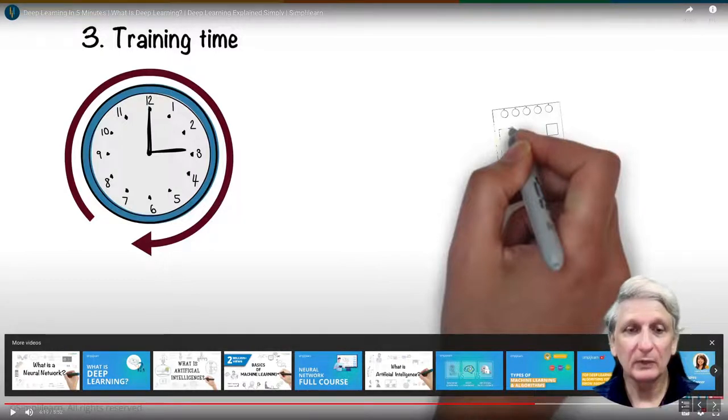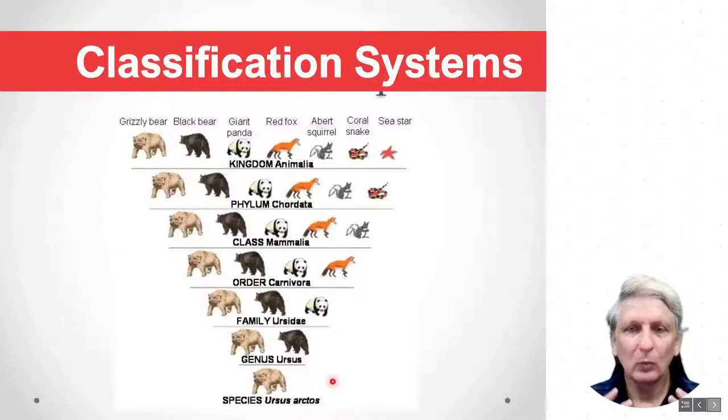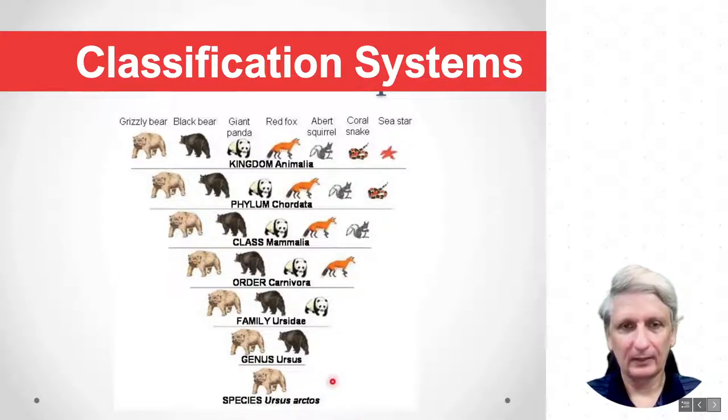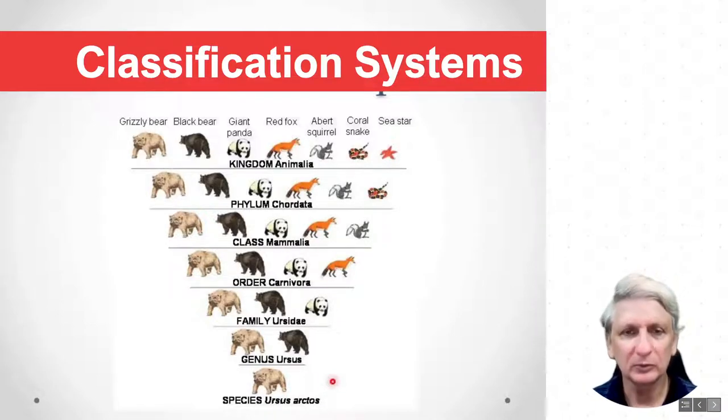So that gives us a bit of an overview of neural networks and deep learning processes. And one of the uses we use these systems for is classification. Now, humans are very good at classifying. In the 17th to 19th centuries, most of science was devoted almost its entirety to classification of animals, plants, geological features.